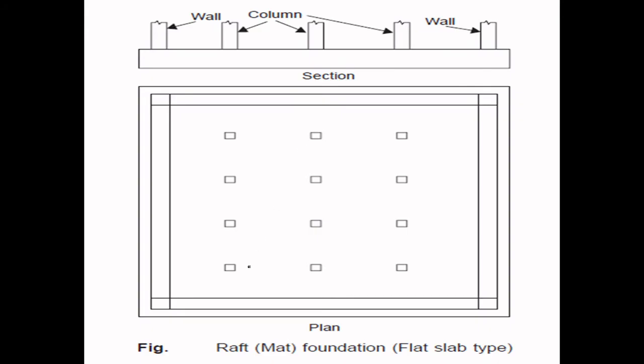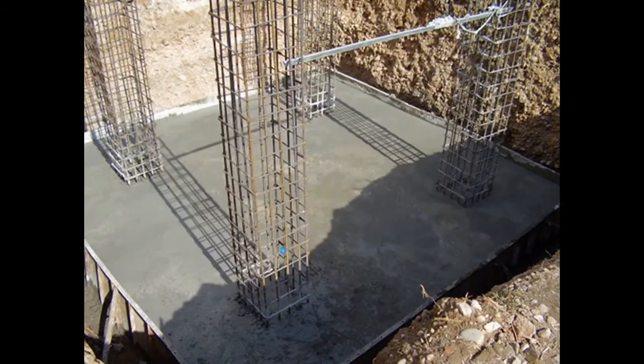This is the image of raft or mat foundation. This is the section of mat or raft foundation. This is the plan. In this plan, this square portion is a column or wall. This is the actual image of mat or raft foundation. You can see there is a complete concrete slab for the entire structure, and this is column.